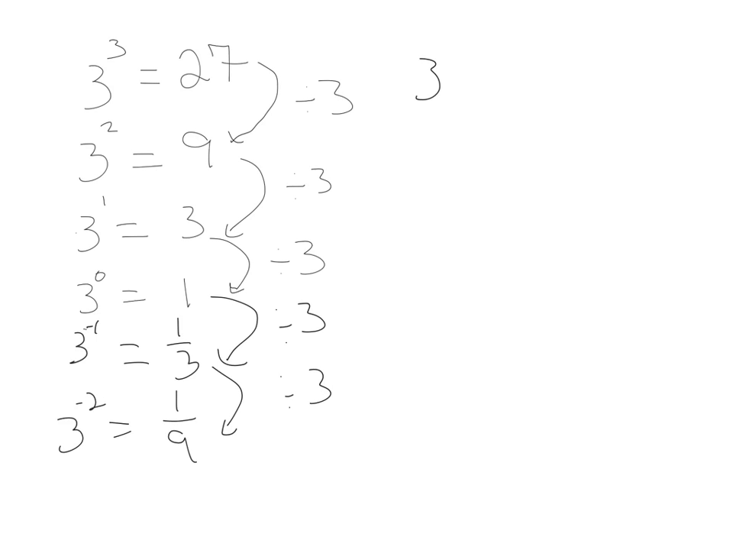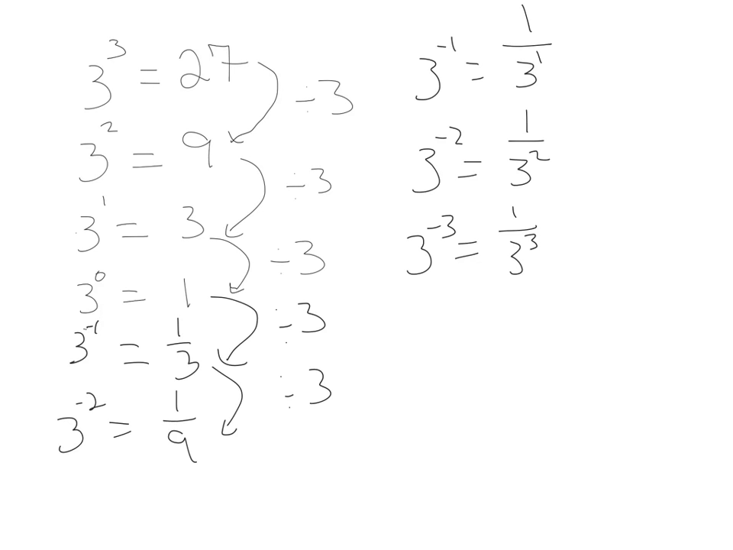So 3 to the negative first can be thought of as 1 over 3 to the first. 3 to the negative second can be thought of as 1 over 3 squared. 3 to the negative third can be thought of as 1 over 3 to the third power.